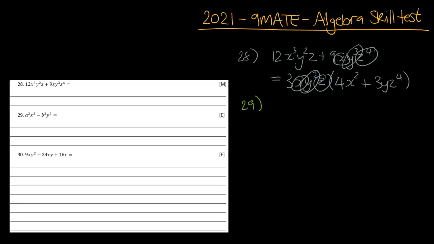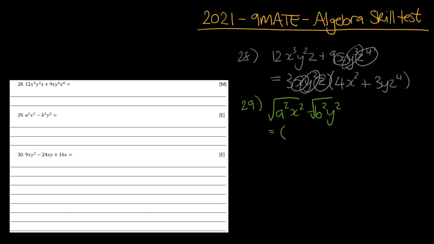Question number 29, another excellence question following on that one from factorizing. I see a whole bunch of squares everywhere: a squared, x squared, b squared, y squared. And the thing I'm liking is that minus sign in the middle. So what I'm going to do is use the square root approach. So a squared x squared minus b squared y squared, I'm going to use the square root approach to figure out the difference between two squares.